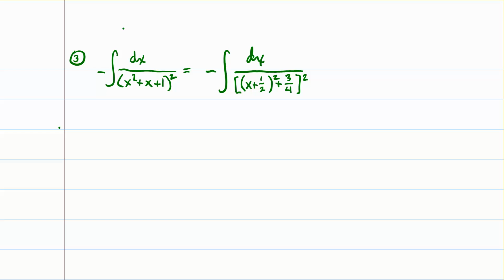Okay then, so our final integral that we need to work with is negative integral dx over (x squared plus x plus 1) quantity squared. Now we're also going to need to complete the square with this particular problem as well. And when we do, we should end up with something like this, which is very similar, which is exactly what we had in integral number 5, except that here the entire denominator is then squared.